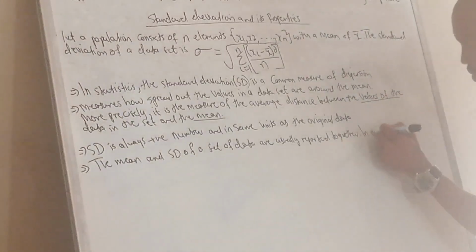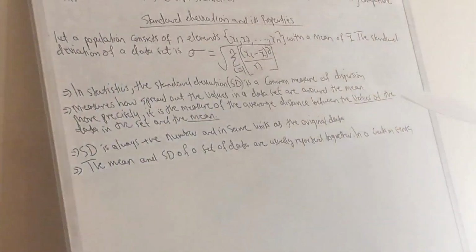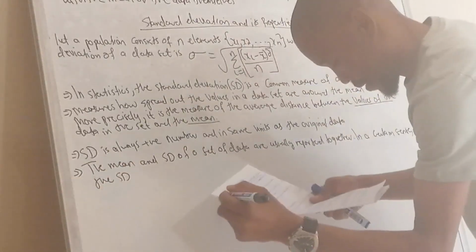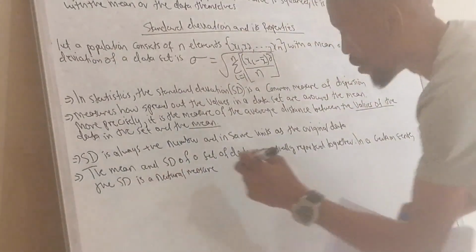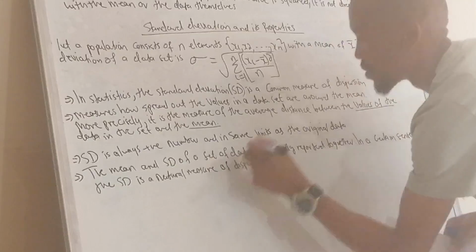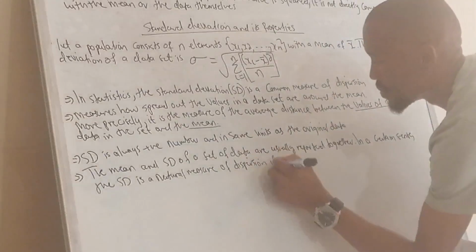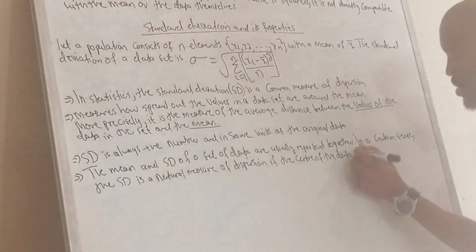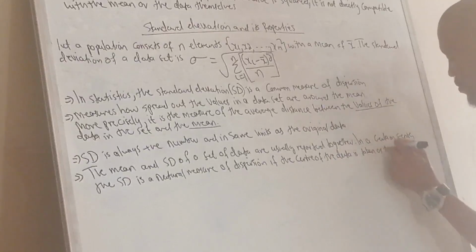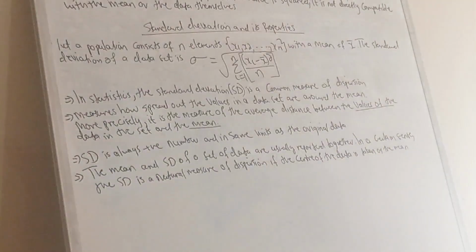In a certain sense, the standard deviation is a natural measure of dispersion if the center of the data is taken as the mean. The statement is: the mean and the standard deviation of a set of data are usually reported together. In a certain sense, the standard deviation is a natural measure of dispersion if the center of the data is taken as the mean.